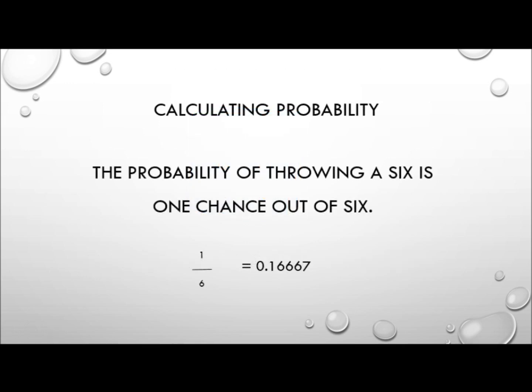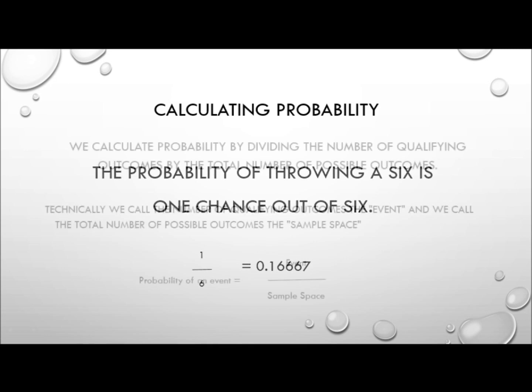So the probability of throwing a 6 on a fair die is 1 chance out of 6, which we write as 1 over 6 as a fraction, or as a decimal is 0.1666, and the 6's will keep on going until you decide to round up the last one to a 7. You could also, of course, express it as a percent, which would have been 16.6666 recurring, and you round up the last 6 to a 7.